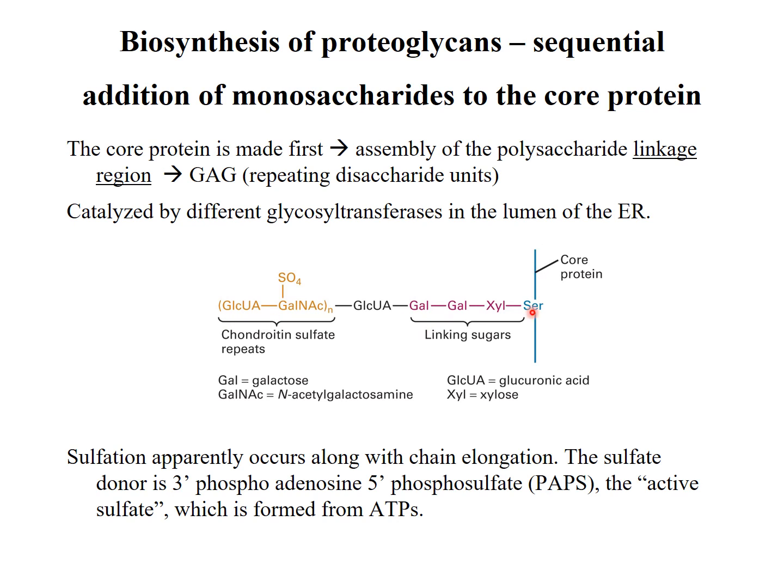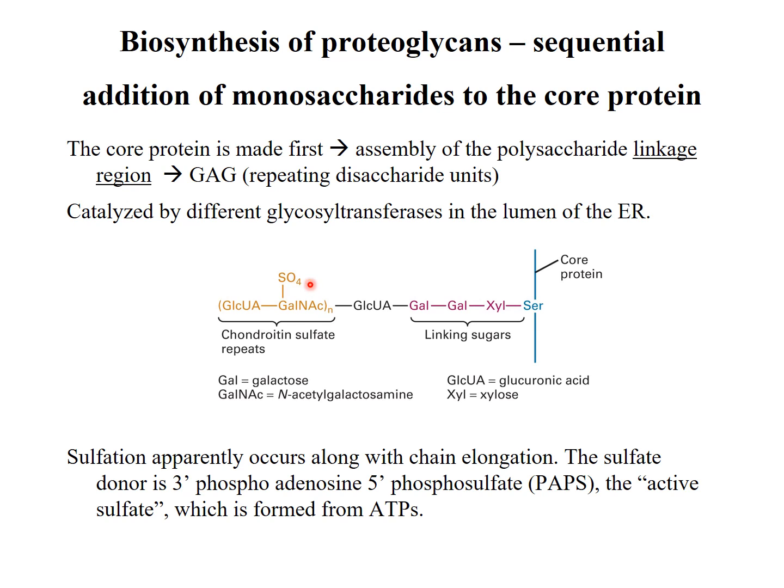Now, when the core protein is coming off the ribosome in the endoplasmic reticulum, this glycosylation is already determined and is going on, as well as sulfation. The sulfation is done by a different enzyme, of course, a sulfotransferase, and it uses 3-phosphoadenosine 5-phosphosulfate, or PAPS, which is actually the so-called active sulfate. It is formed from ATP and carries a sulfate group to biochemical reactions.